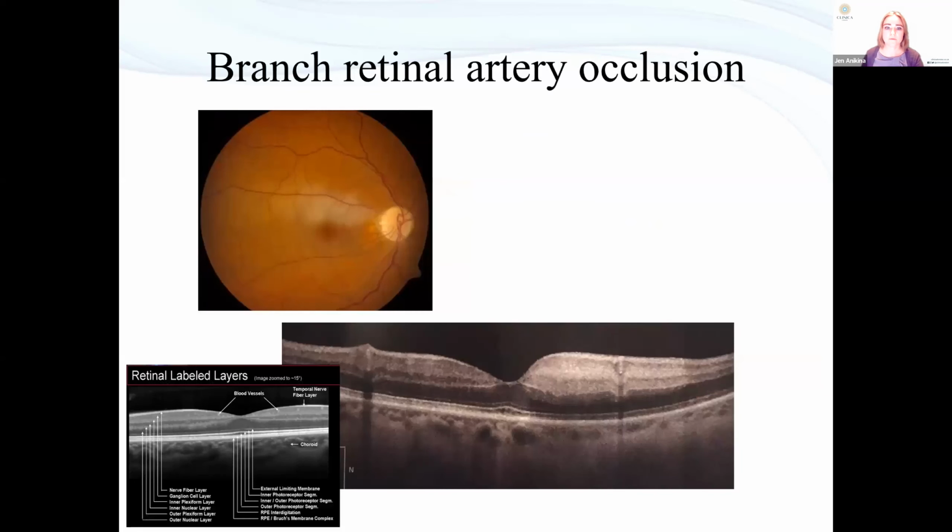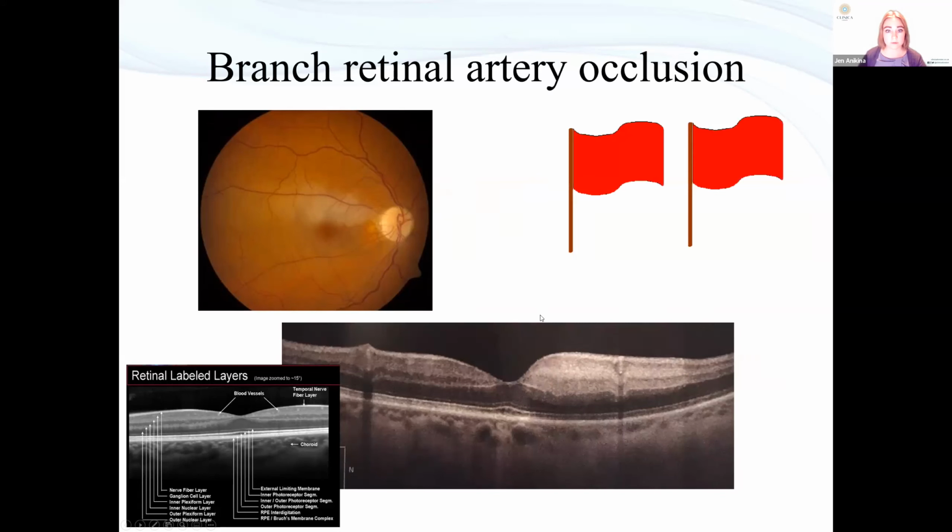So branch retinal artery occlusion. Now, can you see on the photo this time, there's a pale area just above that fovea, and in the photoreceptor layer, there's this really bright, thick nerve fiber layer, really white on that side. It's fairly subtle, it's not very obvious, but actually we consider this quite urgent, quite a bit of an emergency. I'm going to put 2 red flags there.